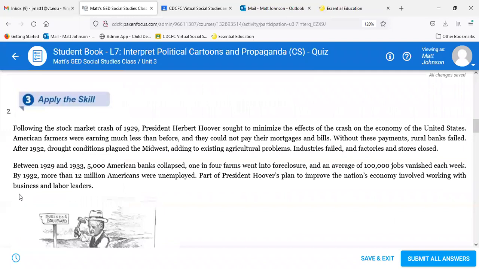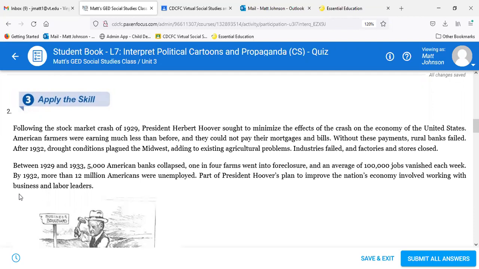Okay, a little background on the Great Depression here. Our text says that following the stock market crash of 1929, President Herbert Hoover sought to minimize the effects of the crash on the economy of the United States. American farmers were earning much less than before, and they could not pay their mortgages and bills. Without these payments, rural banks failed. After 1932, drought conditions plagued the Midwest, adding to existing agricultural problems. Industries failed, and factories and stores closed.